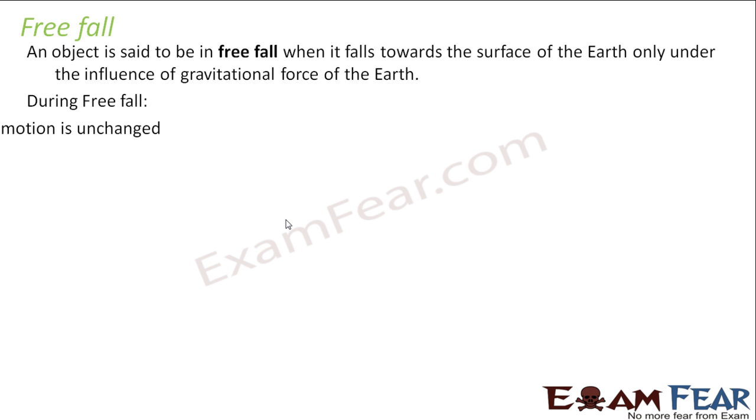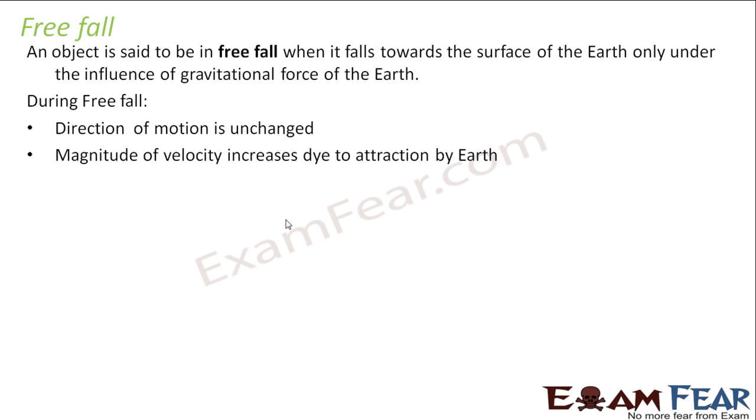Now during free fall, the direction of motion is unchanged because the motion will be along the same direction, and the direction will be downward towards the surface of the earth. So the direction of the motion is unchanged. It is not that during free fall your direction will keep changing. Magnitude of velocity increases due to attraction by the earth. Since the earth is attracting that object, the object tends to move faster towards the ground. So therefore its velocity actually increases.